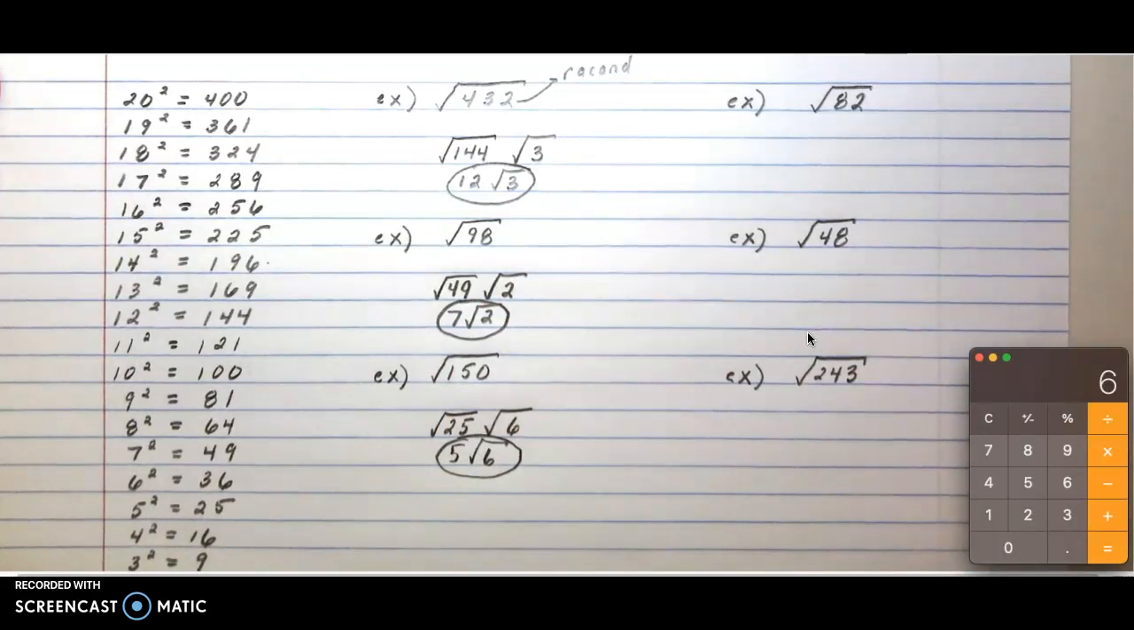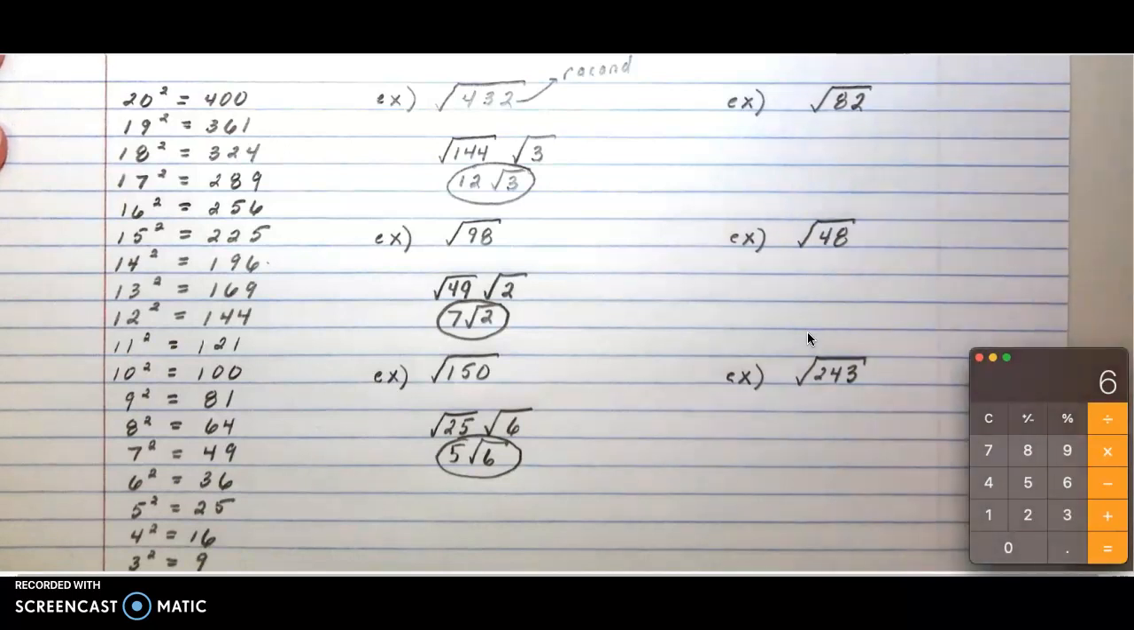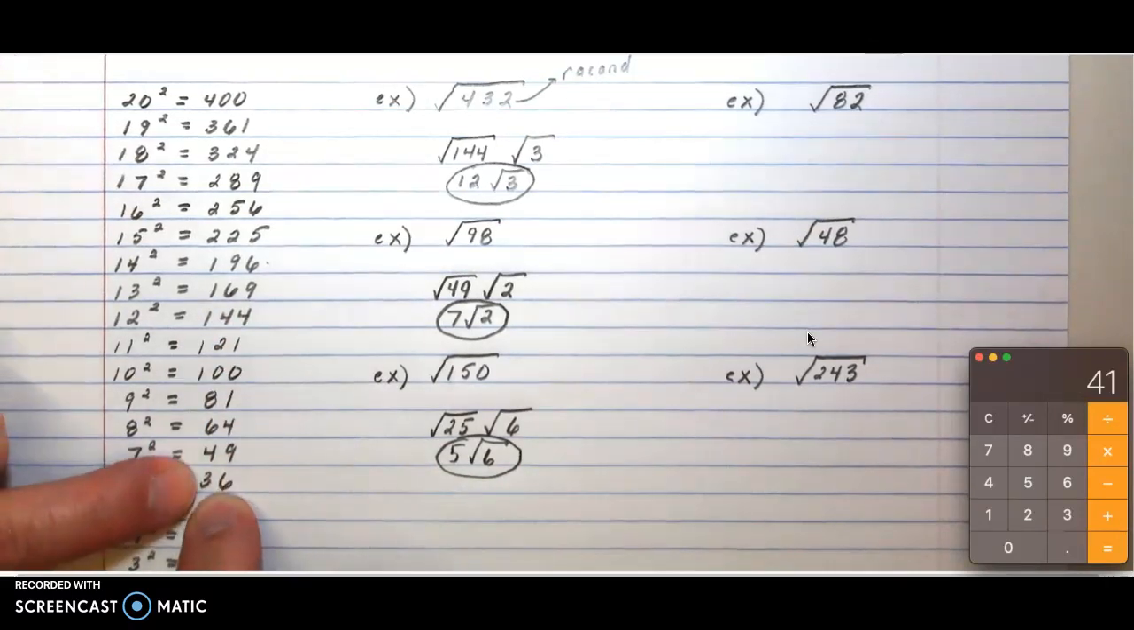So if you want to, you could pause the video now and actually try these 3 on your own. I'm going to continue on and actually explain those. So root 82, again, if we take 82 and divide it by 2, it's going to put us at 41. First number under 41 is 36.